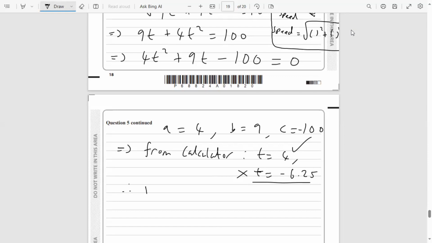My pen started to freeze for some reason. Sorry, give me 1 second. There we go, it's back now.